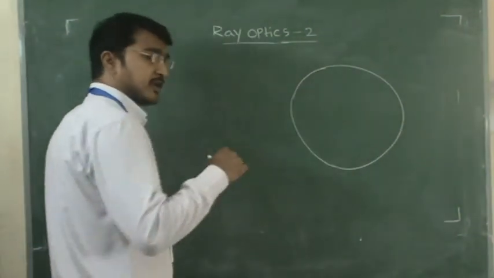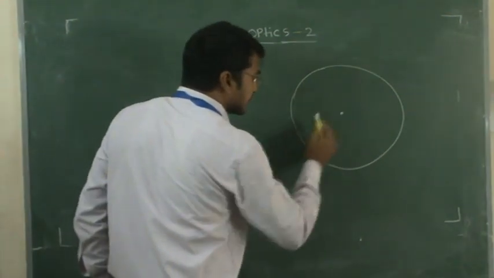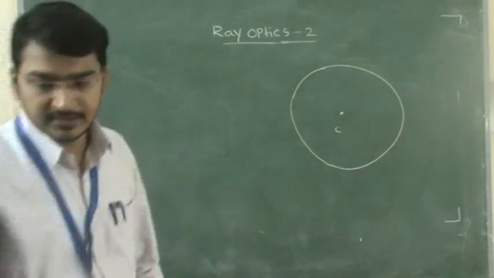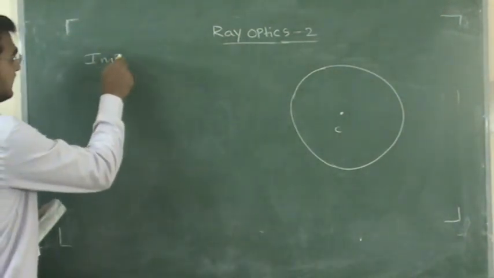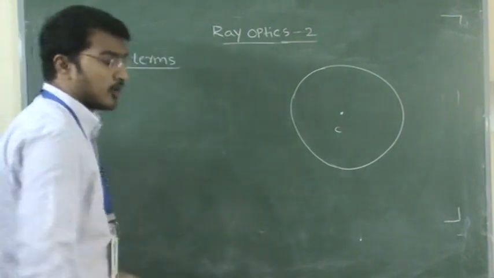Okay, because we are taking them as mirrors. So for this, C is a point, otherwise I will do one thing. Some important terms in optics.